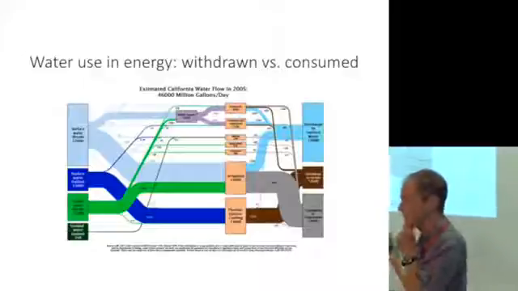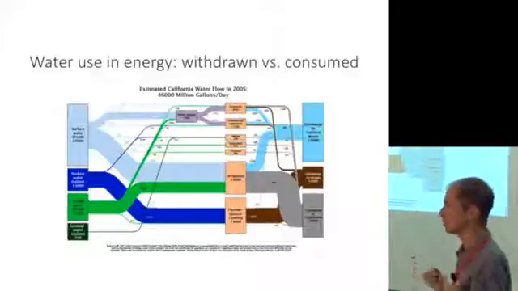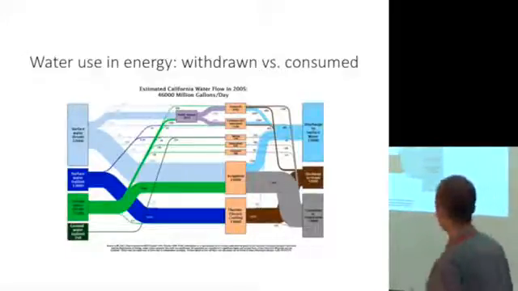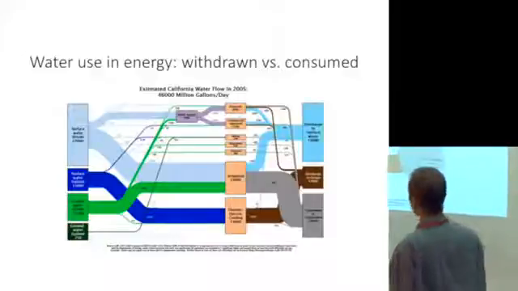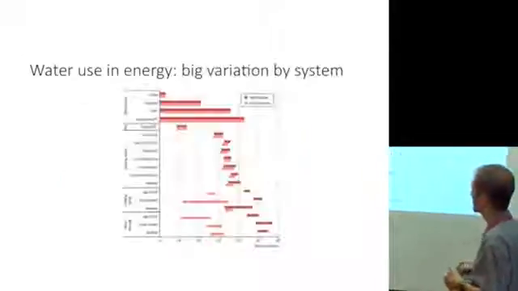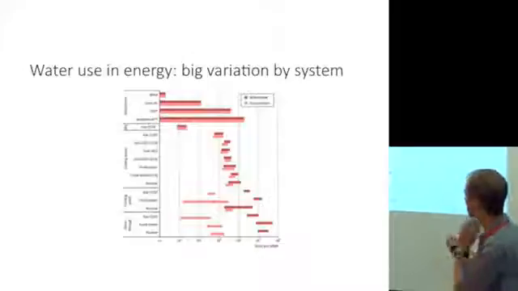So there is a lot of water needed for energy. It needs to be available. It needs to go into the system. It's often for cooling or cleaning, as I'll talk about in a second, but it's not necessarily lost to the system. There's also big differences between different technologies.